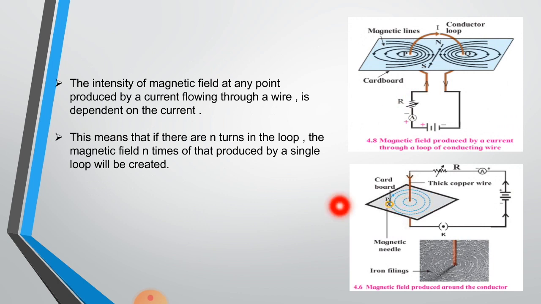If there are n turns in the loop, जब यहाँ पे हम n turn लेंगे, n मतलब बहुत ज़्यादा, just imagine infinity. Okay? If we have taken n turns in the loop, then the magnetic field n times of that produced by a single loop will be created. Then n times magnetic field create हो जाएगी. Okay? So जितने more turns होंगे, more magnetic field we will observe in the circuit. ठीक है.